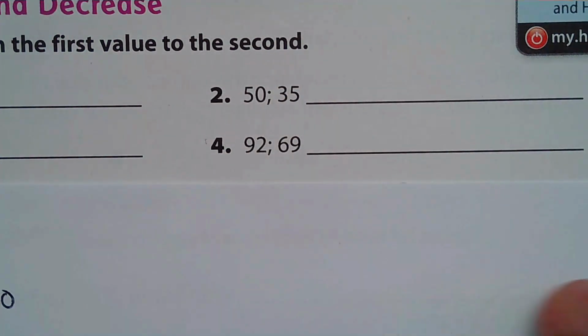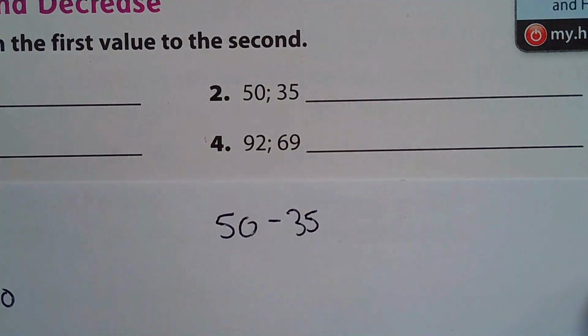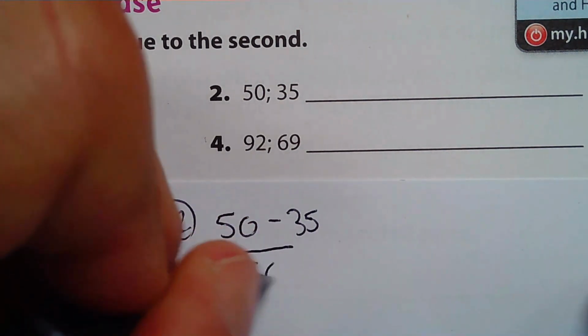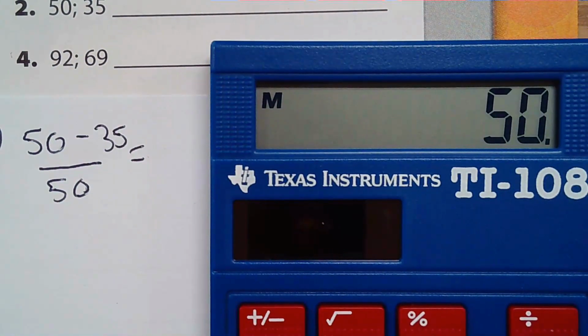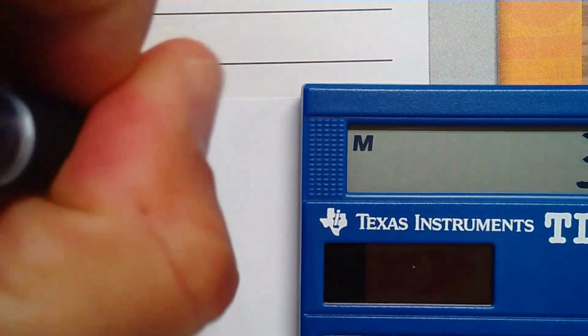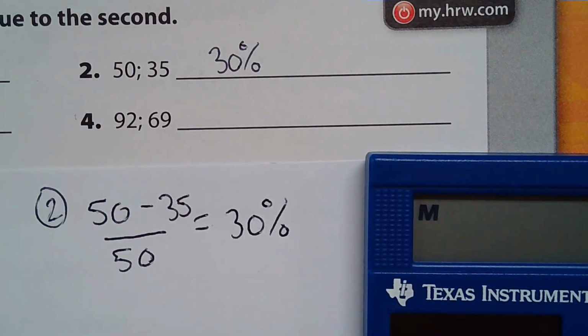Okay, number 2. Once again, big minus small. So it would be 50 minus 35 divided by the first number, which is 50. You have 50 minus 35 divided by that first number, 50, is 0.3, multiplied by 100, and you got 30%. So that's 30%. Okay, there you go.